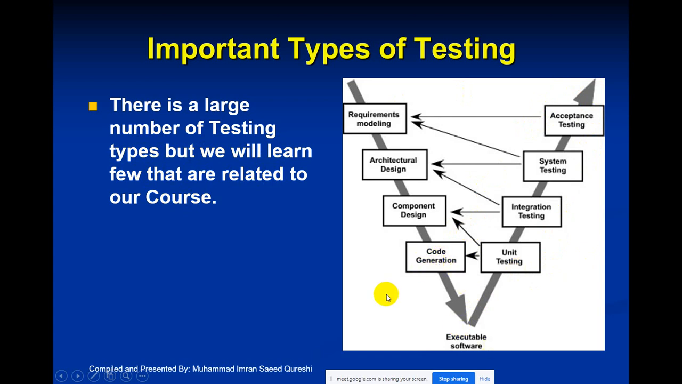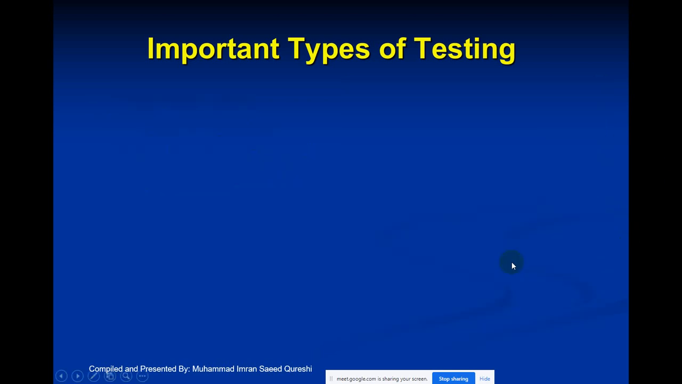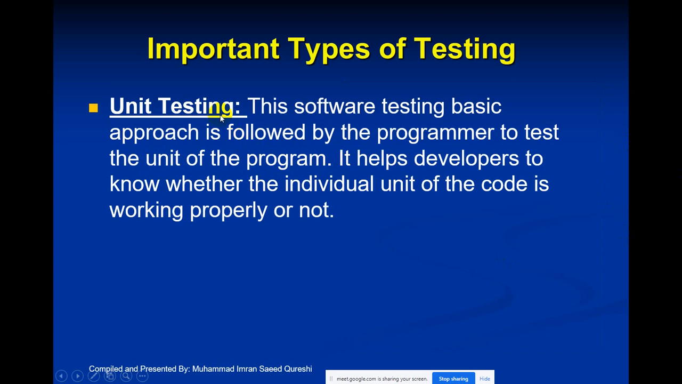When we are coding, in fact, we check every line of code. But once our component, our unit, our that functionality is complete, we perform the unit testing. And now check, here we have unit testing. This software testing basic approach is followed by the programmer to test the unit of the program, a piece of the program. You know the component testing, unit testing, these all are the same. Component testing, module testing, unit testing, these three names are same for the unit testing.